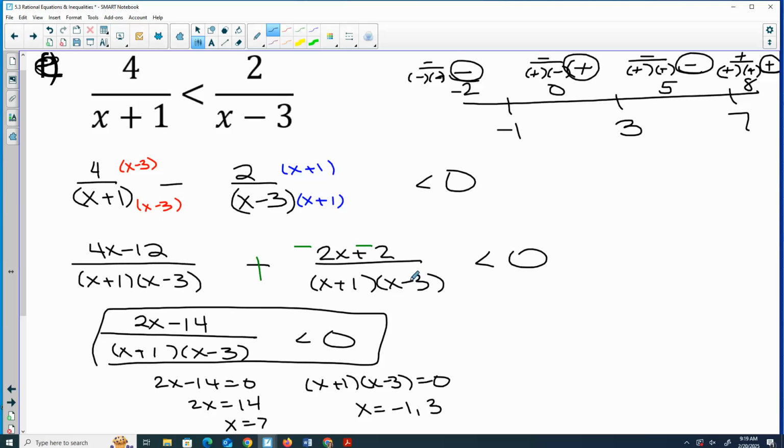Does everyone know how I decide the positives and negatives? Right. We wanted less than 0, which means negatives. No equal to, so we don't have to worry. Everything just gets parentheses. So my answer is negative infinity to negative 1, union 3 to 7.